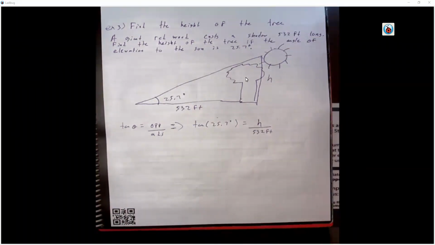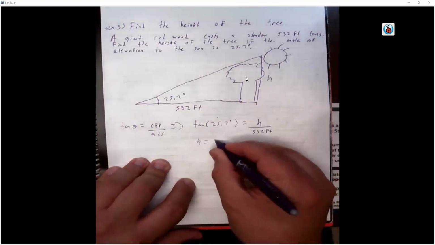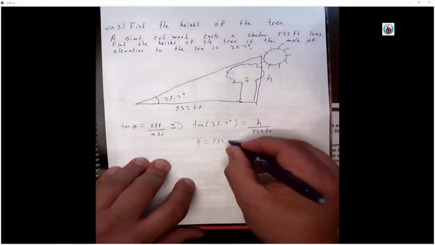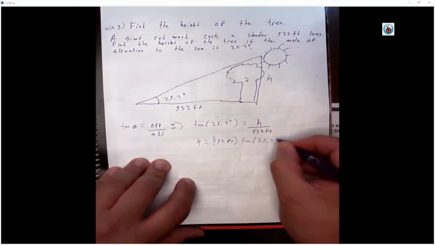At this point, you're going to have a scientific calculator for this chapter. You're going to have to use one. Okay. So solve for h, we'll get 532 feet times tangent 25.7.